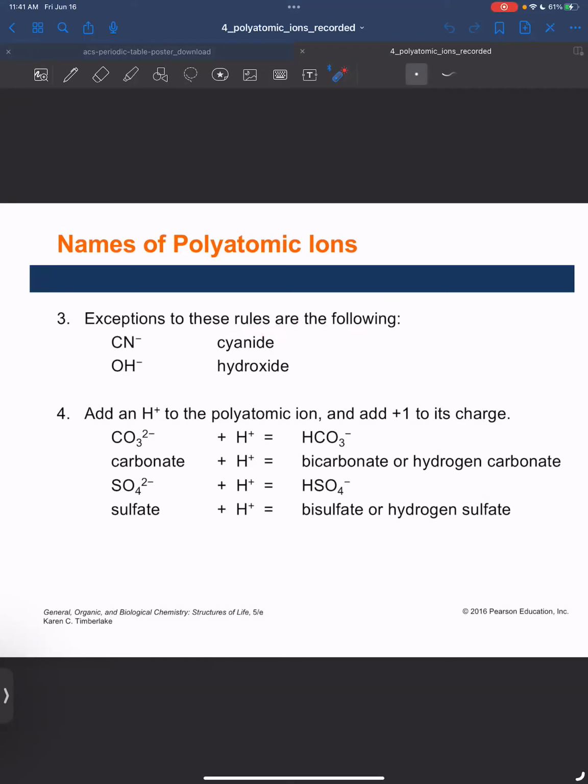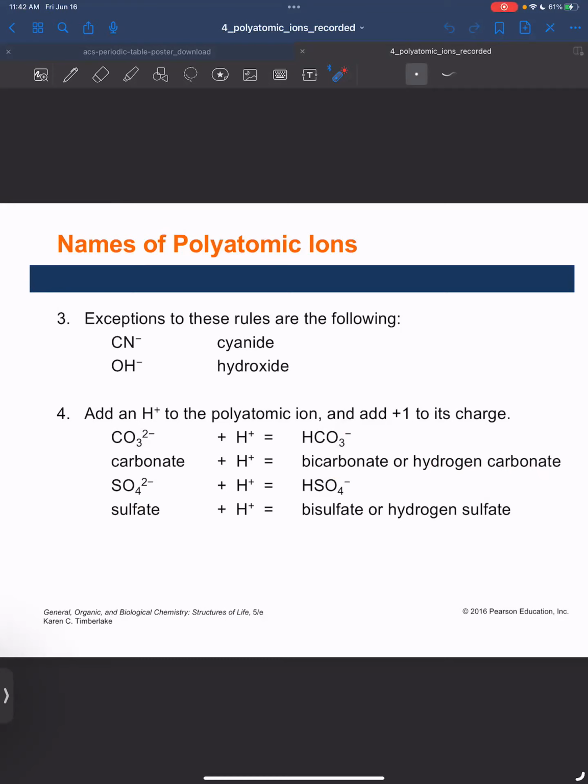Exceptions to these rules are the following: cyanide, hydroxide. You notice there's no ate or ite there. And then if you add an H plus to a polyatomic ion, originally, this is the carbonate polyatomic ion. If we have H plus, we can call that hydrogen carbonate. Because H plus is a positive charge, we're adding a +1 to its charge, so -2 becomes -1. So this is hydrogen carbonate, also known as bicarbonate. You can use either name.